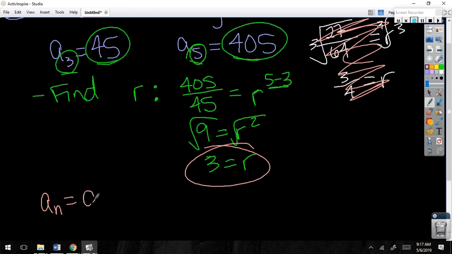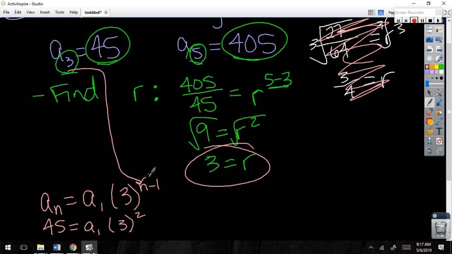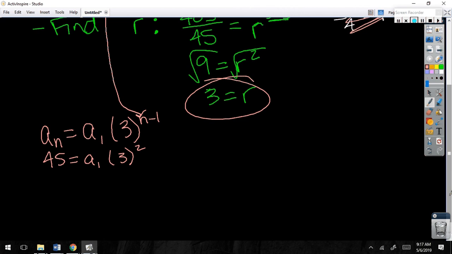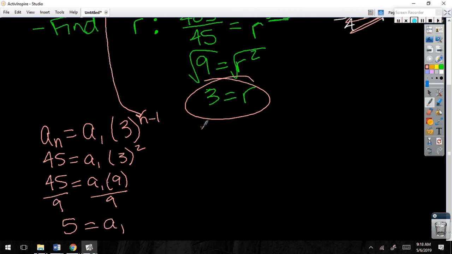A sub n equals first term times r to the n minus 1, and I am going to use 3 and 45. Why? Because they're smaller. So 45 equals first term times 3 squared. Does that confuse anybody? 3 minus 1, because I put in 3 for n. So now 45 equals a sub 1 times 9, divide by 9. So the first term is 5. So what is the rule? A sub n equals first term times r to the n minus 1.